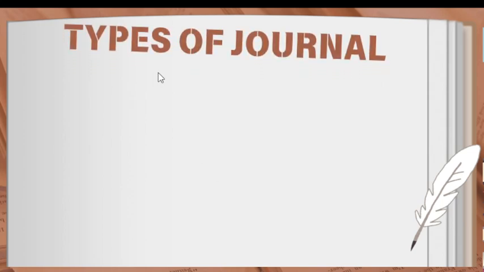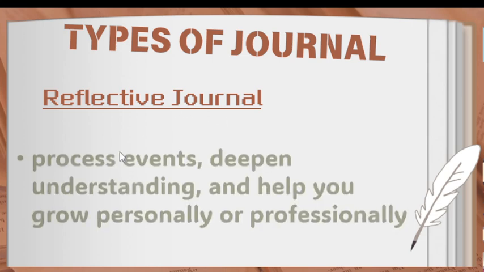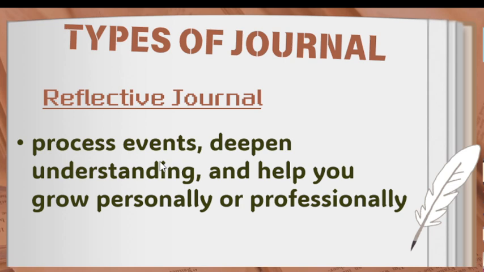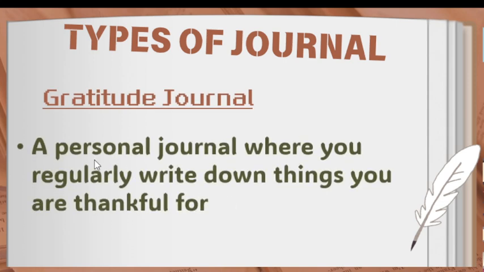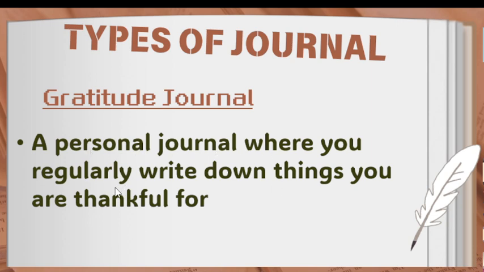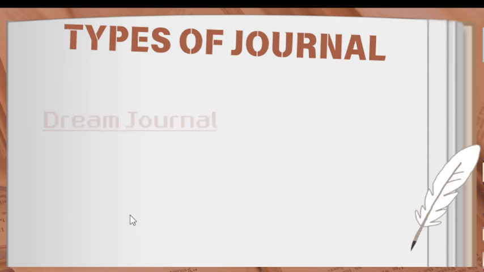We have here types of journal. The reflective journal processes events, deepens understanding, and helps you grow personally and also professionally. It's actually reflecting on what you have done lately, understanding the situation, why it happened that way, why it could have been like this, or should have been like this. Then you write that down. For the gratitude journal, it is a personal journal where you regularly write down things you are thankful for. From the word gratitude, that's your clue. That's about being thankful.